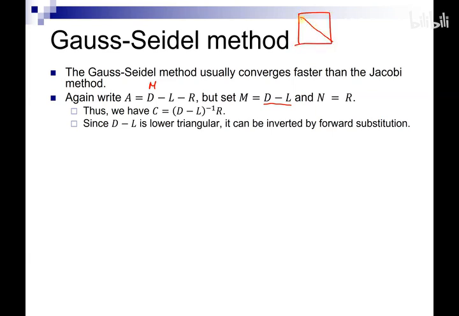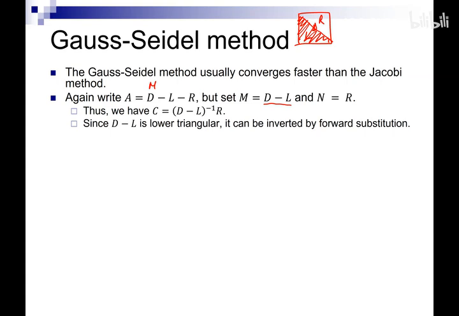So again, we have this picture of A over here. We have the diagonal part, the lower part and the upper part. Now we're going to set M equal to this entire thing over here, including the diagonal, and then N is going to be the upper part. Then C is going to be equal to M inverse times N, so that's going to be equal to (D minus L) inverse times R.